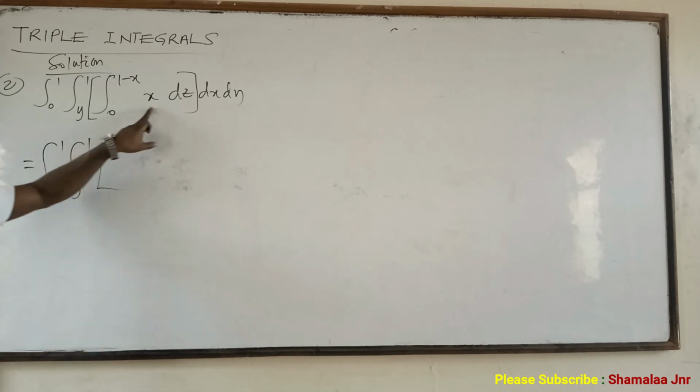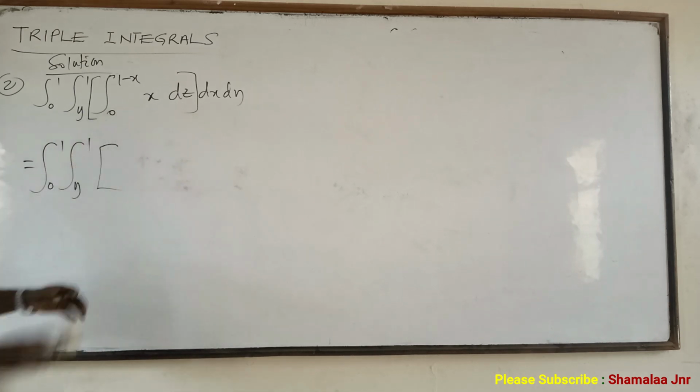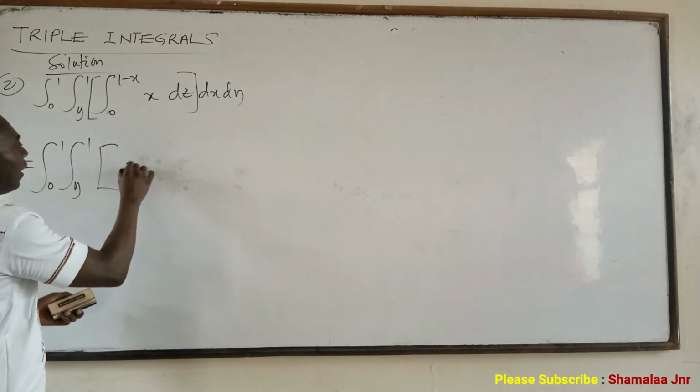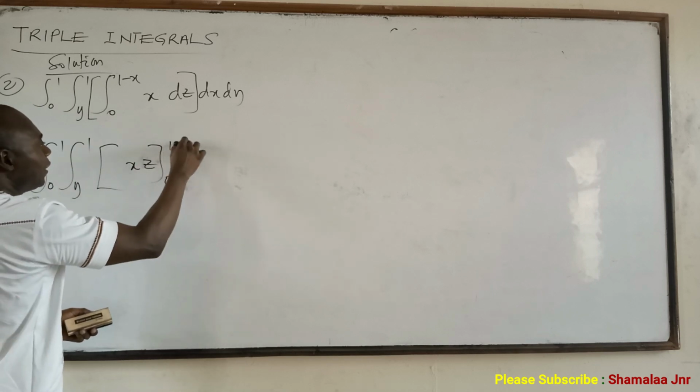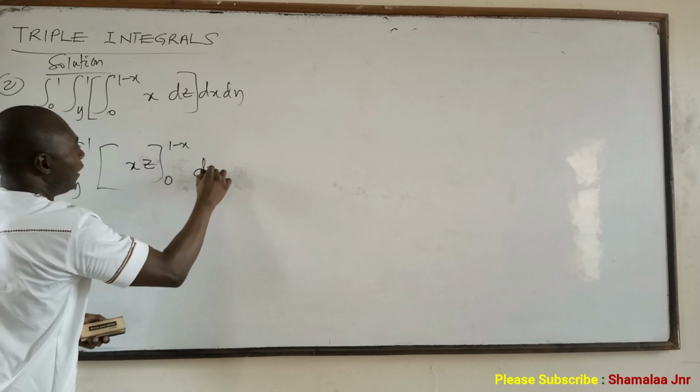You are going to integrate this one with respect to z. So if you do that, you are going to get xz. And you put in the limits 0 to 1 minus x, dx, dy.